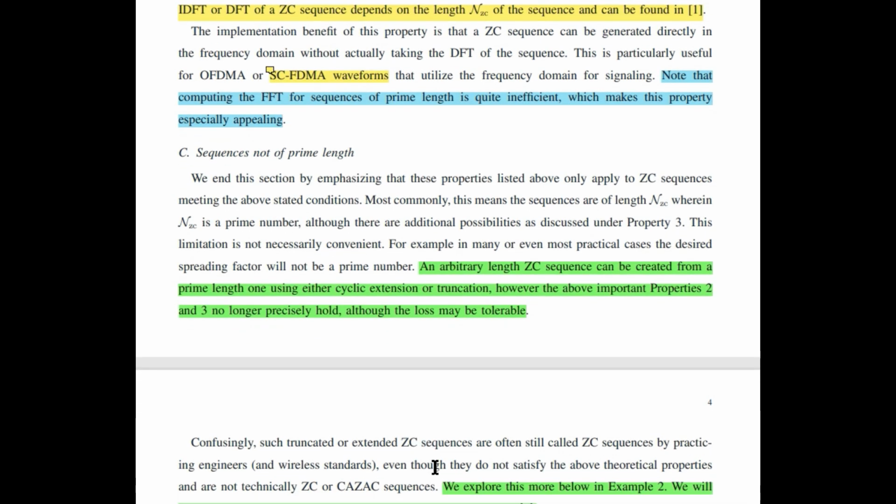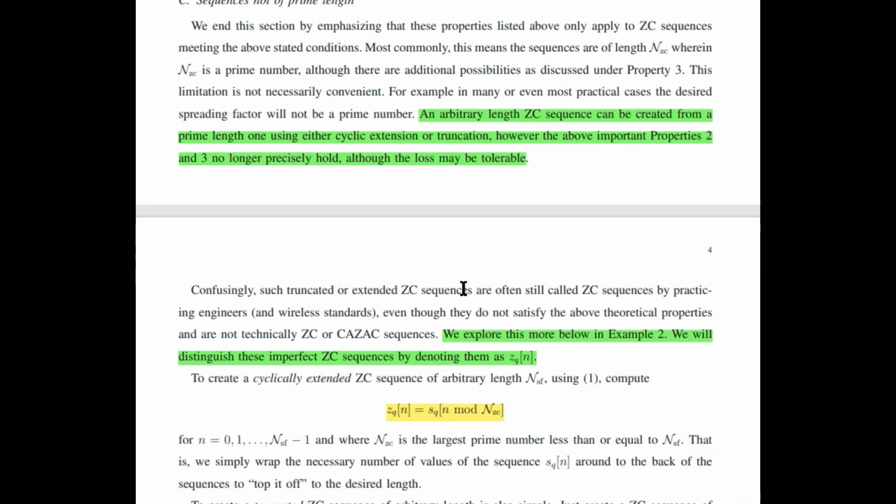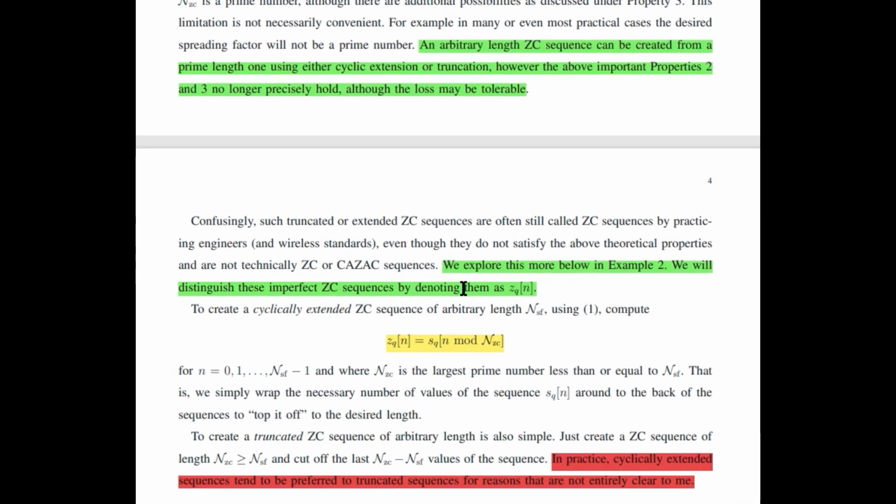So now come to the sequence that is not prime. If the sequence is not prime, then what do we do? For this we are applying the ZC sequence. Most commonly, this means sequences of length NZC, where NZC is a prime number, though there is an additional possibility to discuss under property 3. So an arbitrary length ZC sequence can be created from a prime length one using either cyclic extension or truncation. However, the above important properties 2 and 3 no longer precisely hold, although the loss may be small. Suppose we have a length of 12, so how can we proceed?